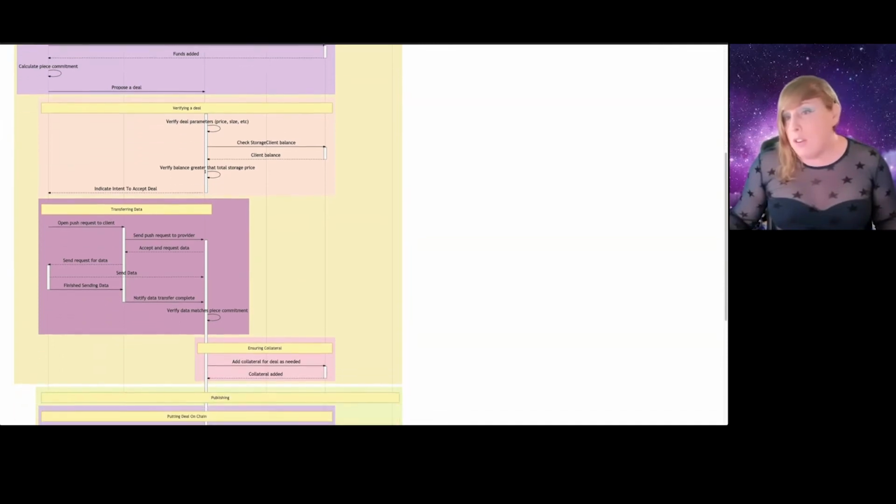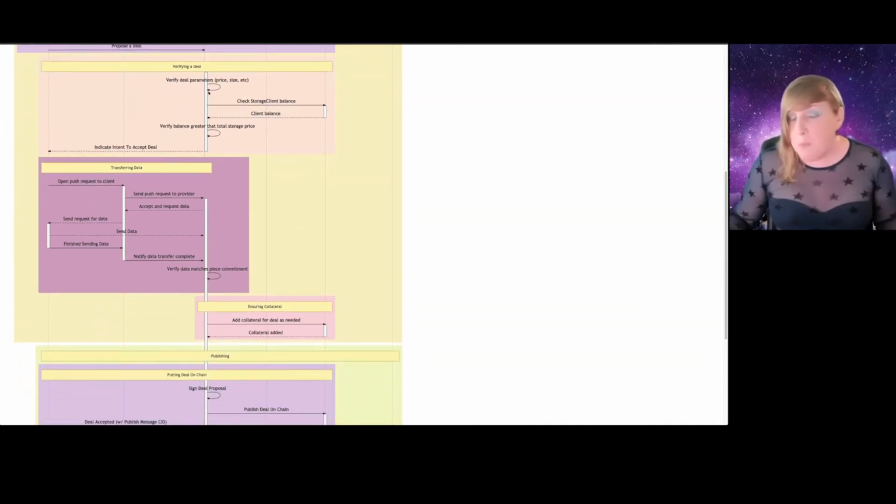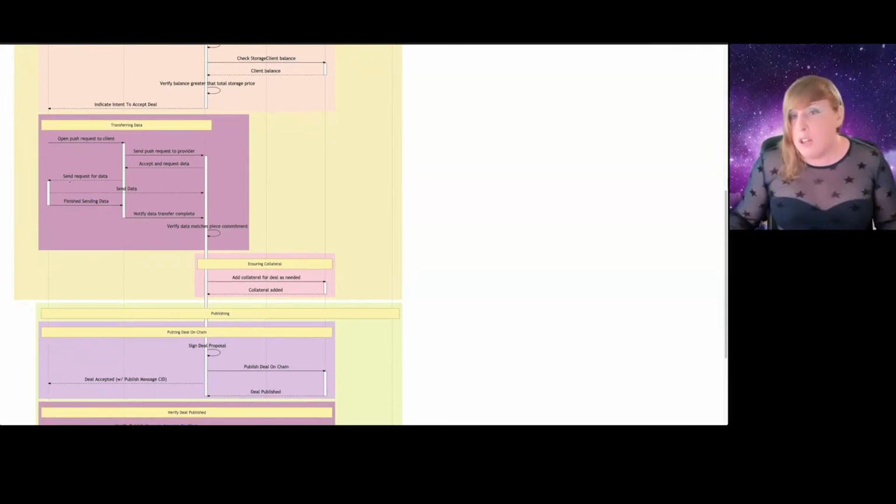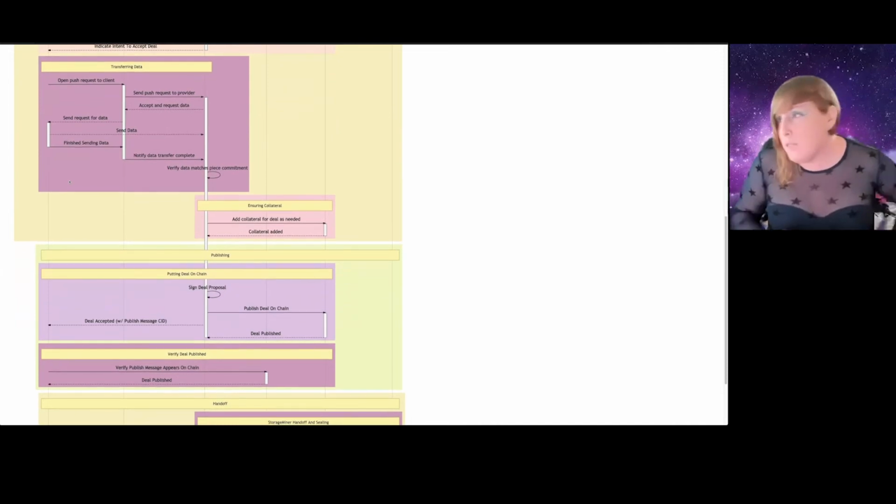The provider now goes into the process of verifying whether they want to accept this deal. They're going to probably run it against their existing ask parameters. They also can run custom deal decision filters. They are going to make sure I put money into the storage market actor, and they're basically going to verify that the deal will go through if they accept it, right? So they are now going to send me back a message saying they intend to accept this deal once they have the data.